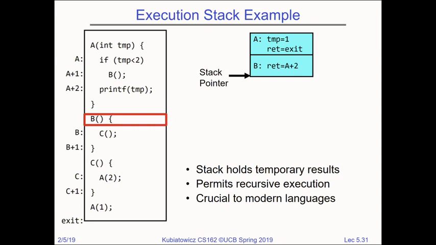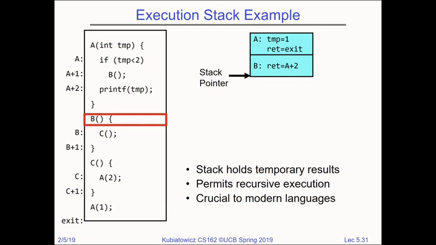So B gets called, and now B says that the return value is A plus 2. Okay. What does that mean? Okay, it means that when we come back from B, where do we start executing? Right here. See that? So the return value is the point in the code immediately after the point that we just called.